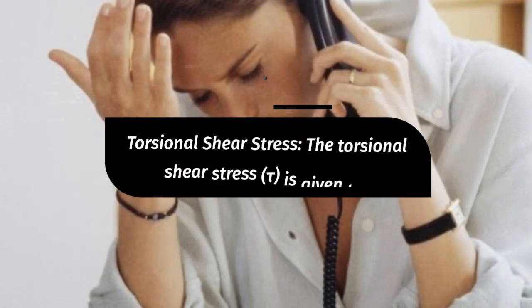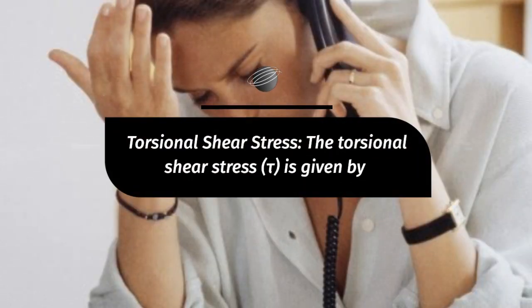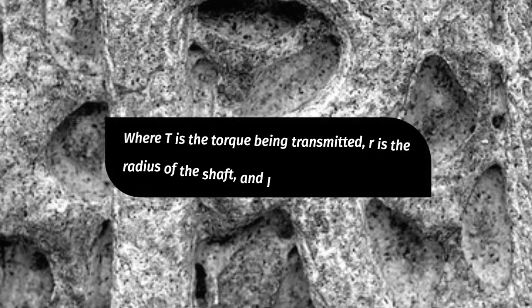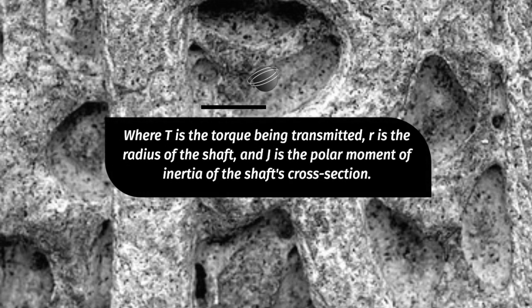Torsional shear stress. The torsional shear stress, tau, is given by tau equals Tr/J, where T is the torque being transmitted, r is the radius of the shaft, and J is the polar moment of inertia of the shaft's cross-section.